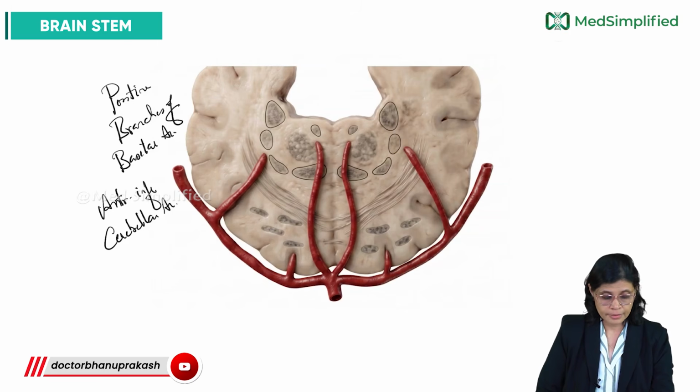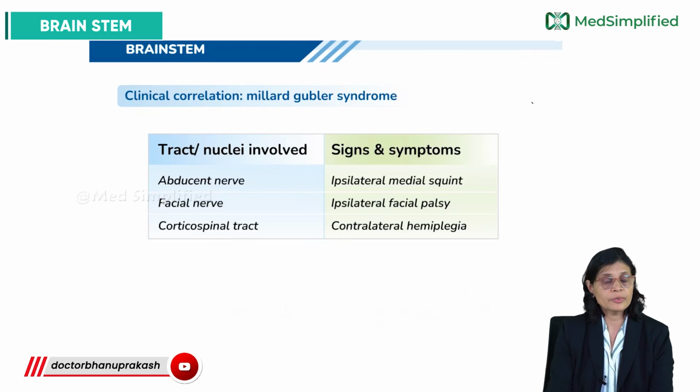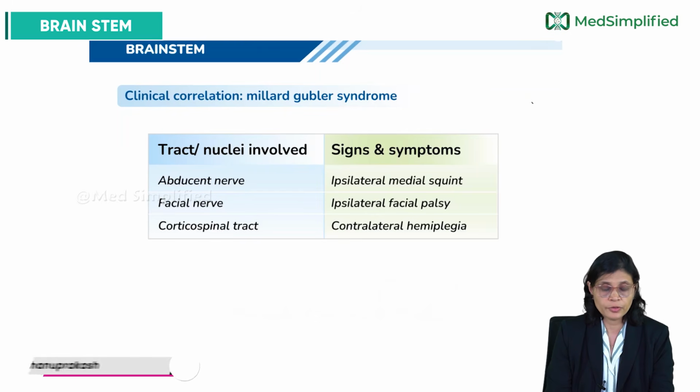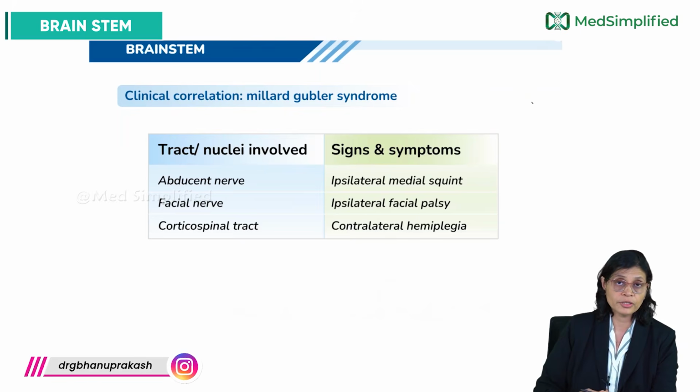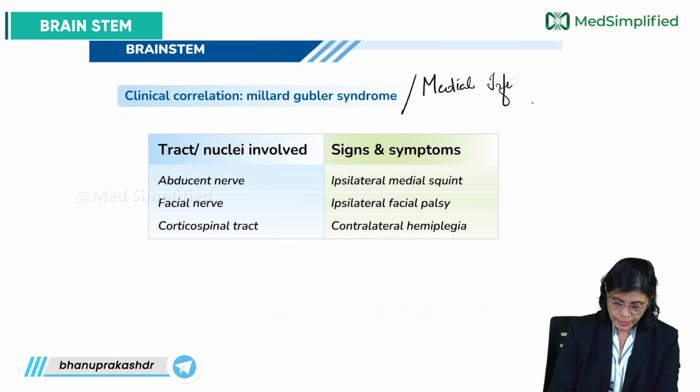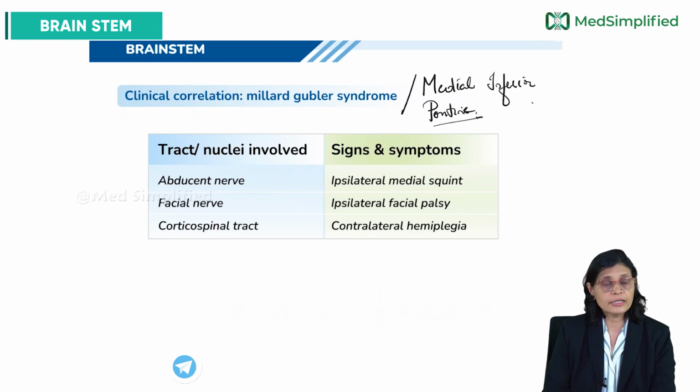Coming to the clinical correlation of the pons. The first syndrome in relation to a lesion of the pons, which we see in the lower part of the pons, results in what we call Millard-Gubler syndrome, which is also called the medial inferior pontine syndrome. So this results from a lesion in the lower part of the pons.